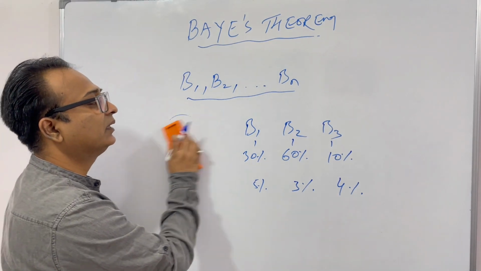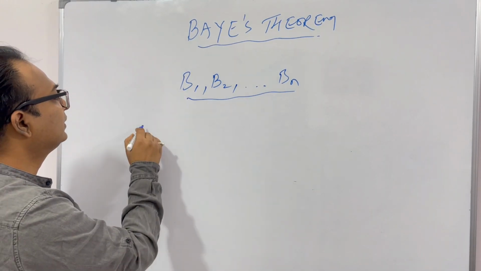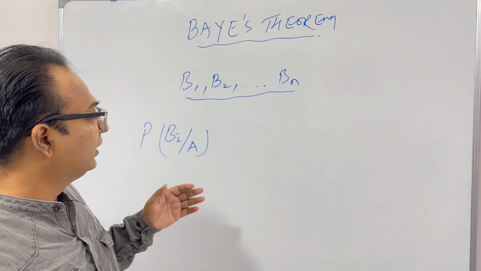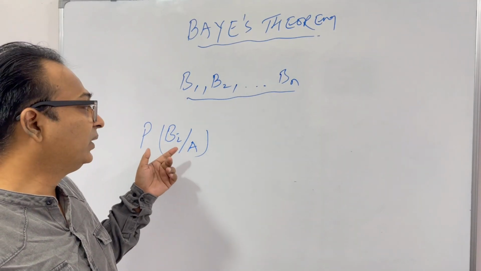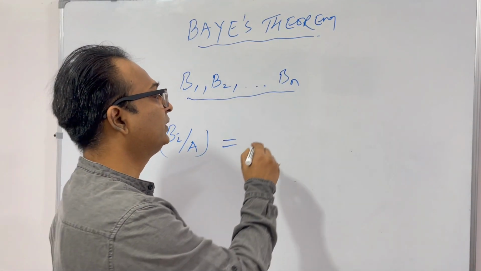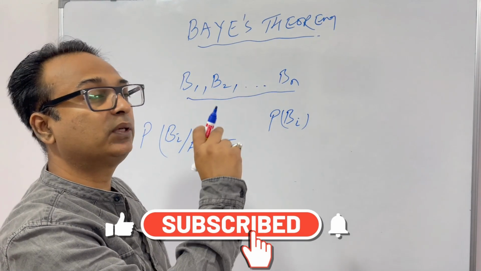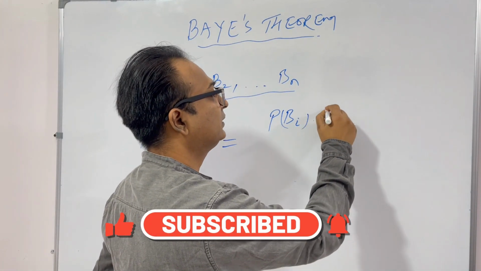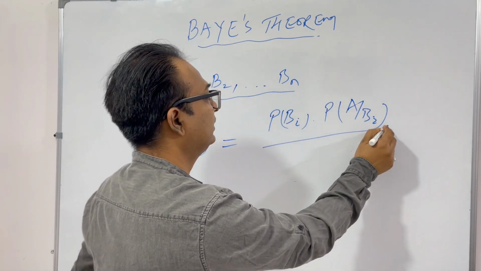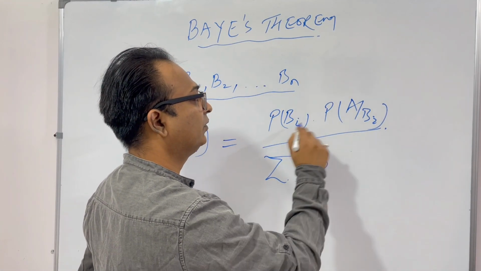So now I'll define Bayes theorem. It says that we can find the probability of Bi when A has already happened by this formula, which is probability of Bi, where I goes from 1 to n, 1, 2, 3, 4, 5 to n, into P(A|Bi). If we have these 2 values, then we can find this value by summation of these.